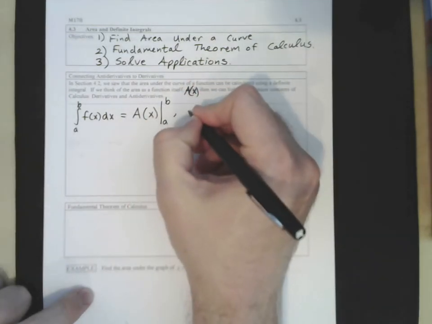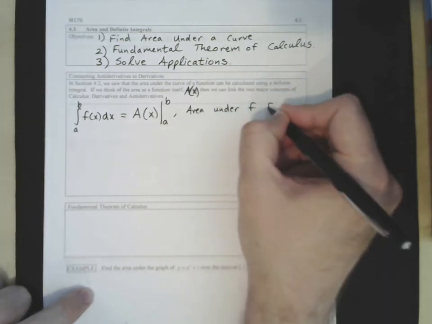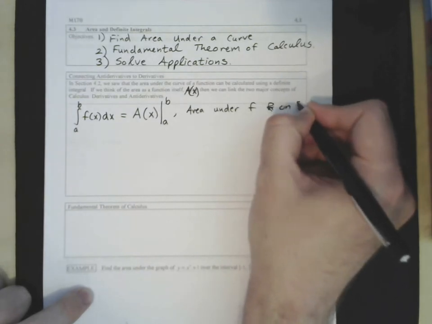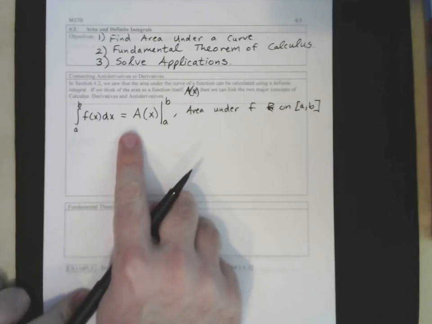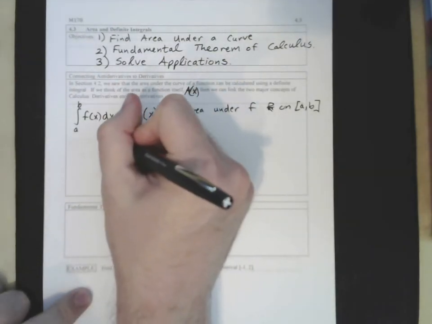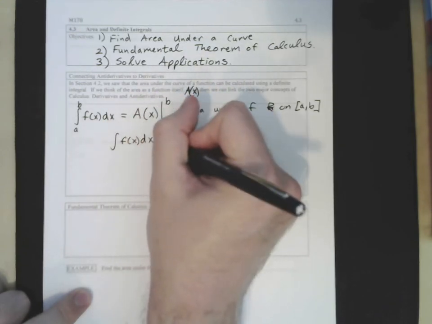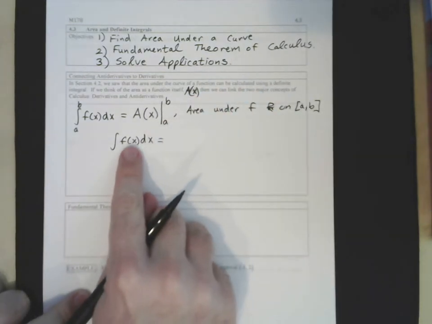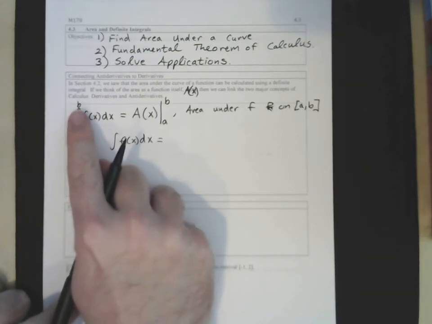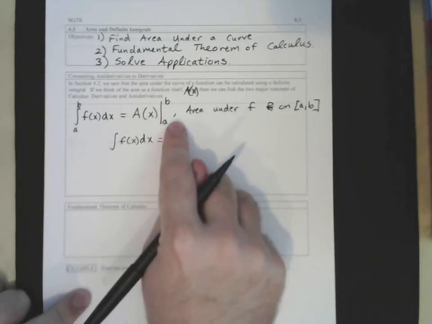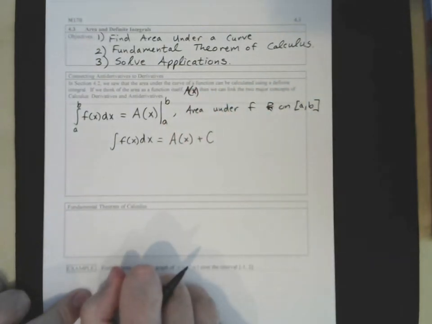And remember, this is the area under f, let's say on the closed interval a to b. So now, if we take the indefinite integral, f of x dx, we know from 4.2 that this A of x is the antiderivative, and our limits of integration are what tell us how to evaluate. So this should just be capital A of x plus some constant c, the constant of integration.